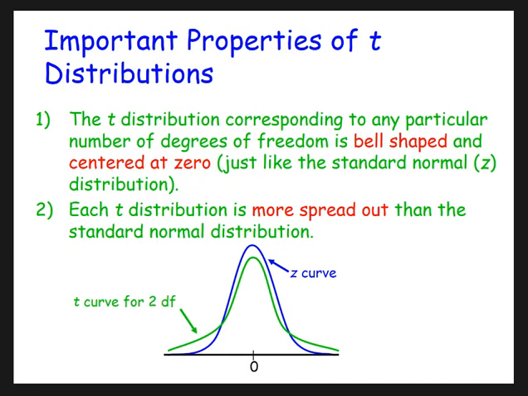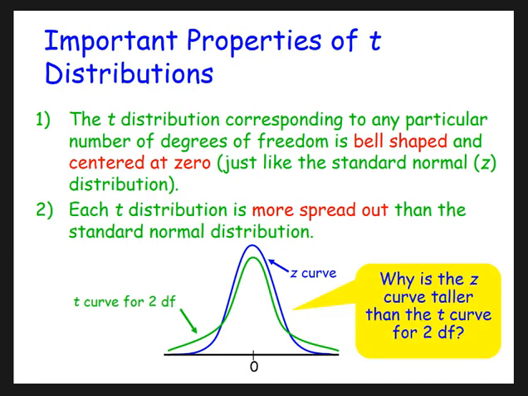So that's the z-curve. The t-curve, you can see, is going to be wider. The z-curve's a little bit taller because it's skinnier. Wider means we have to be a little bit lower at the peak because the area under the curve is always totaling 1.